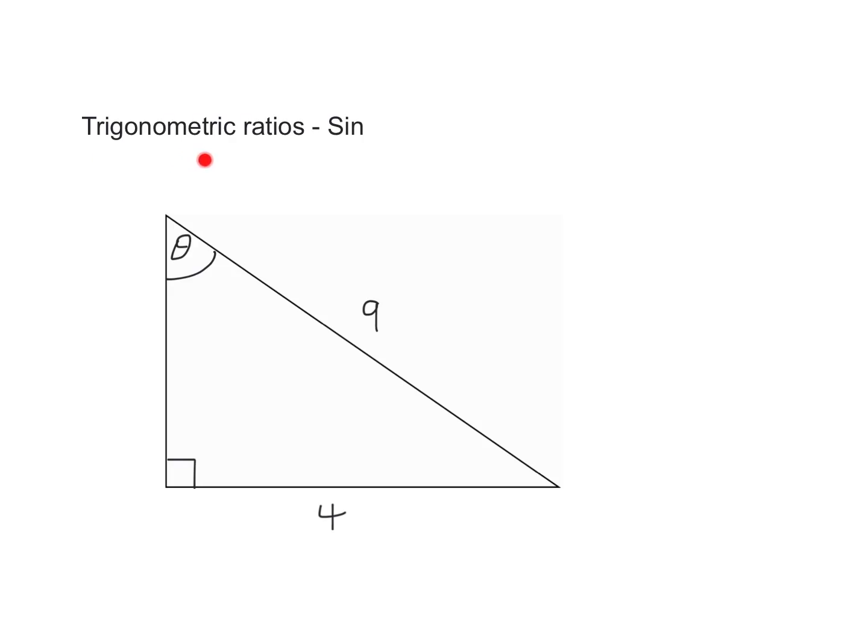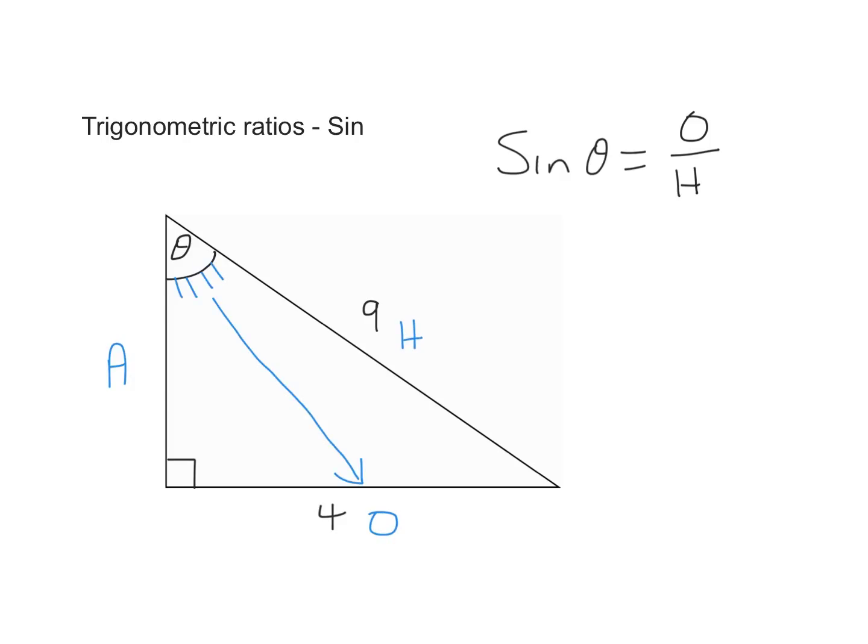Let's do the trigonometric ratio for sine. We know the rule for sine is sine theta equals the opposite over the hypotenuse. Looking at my triangle, I know that this is my hypotenuse because it is the longest side. If I look all the way across, I see that this is my opposite, and obviously this would be my adjacent. In this example, my opposite is 4 and my hypotenuse is 9. Therefore that is the trigonometric ratio for sine.